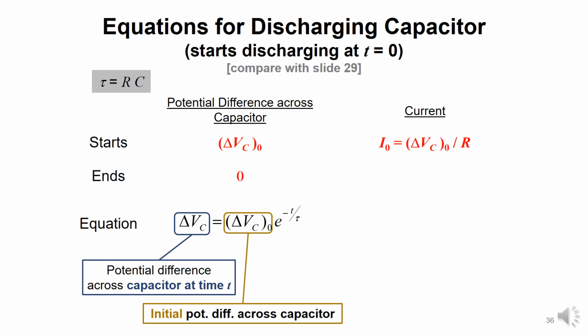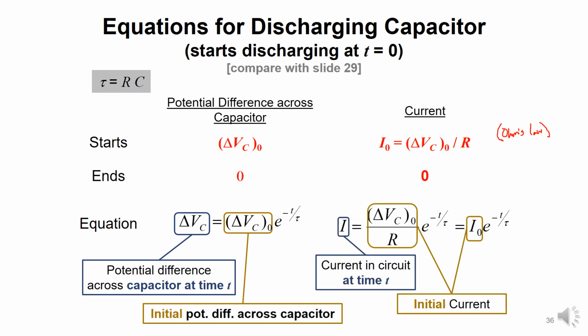Okay, and for the current, we do something similar. We start off with maximum current. And to calculate maximum current, you use Ohm's law. You just do V over R. Here, let's write this down. All right, and then at the end, there is 0 current when there is no potential difference. So the current also flows in exponential decay. So it's the same equation that we had before for a charging capacitor. Current equals initial current multiplied by an exponential factor.